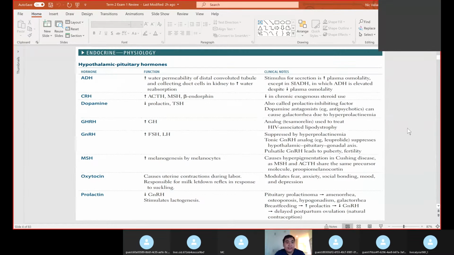That's high yield. Now, we come to physiology. Let's talk about the different kinds of hormones. Antidiuretic hormone increases water permeability of the distal convoluted tubule and collecting duct cells in the kidneys to increase water reabsorption. For example, if I'm lost in the desert and don't have any water, I have an increased production of my ADH.